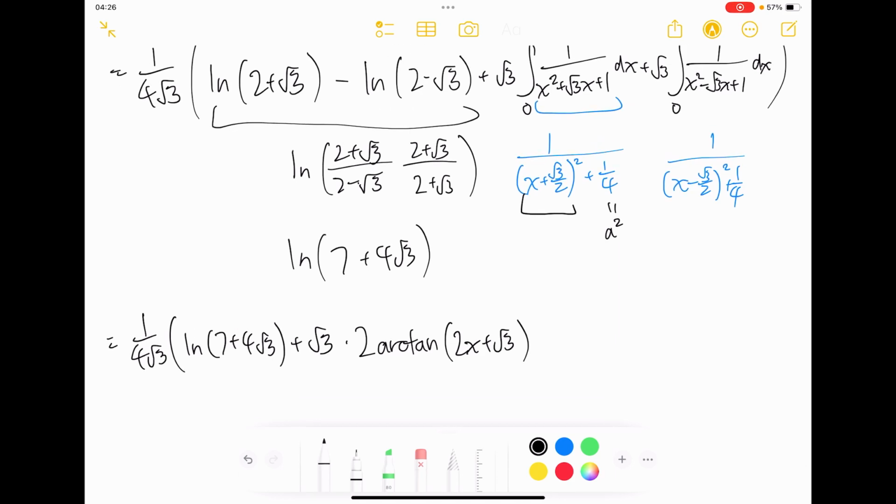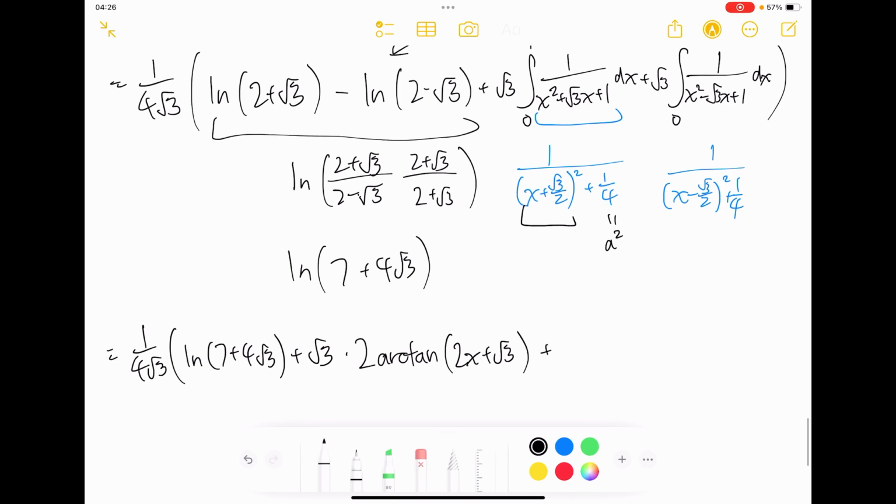And then subtract. Not subtract. What am I talking about? Not subtract, just plus root 3 times, again, it's 2 because the quarter stays the same, but the sign inside the inverse tangent is flipped. Yes, and then we evaluate this from 0 to 1.